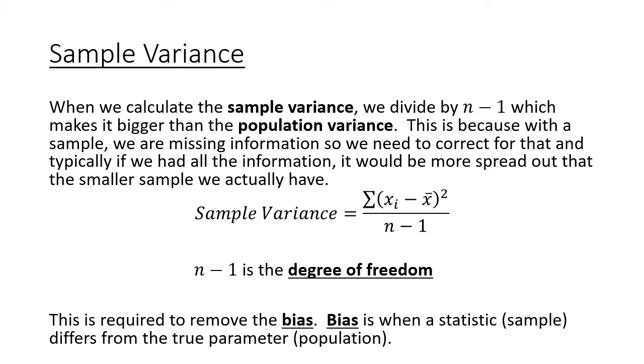Now, this is a case of bias. If I have a small sample, my small sample is not actually going to represent what's going on with the entire population. And so the bias needs to be removed. And that is, again, dividing by n minus 1 instead of just n.